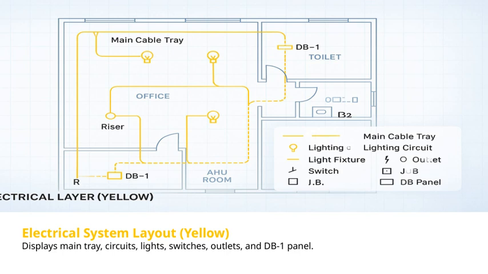As you can see, this diagram shows the main tray along with the various circuits, lights, switches, outlets, and the DB1 panel. The main tray serves as the backbone, connecting all these components and ensuring power distribution throughout the system. The circuits are carefully routed to power different areas, while the lights and switches allow for convenient control and illumination. Outlets are strategically placed for accessibility, and the DB1 panel acts as the central hub for managing and protecting the entire electrical system. Understanding this layout is crucial because it helps us see how all the parts work together seamlessly, supporting the overall functionality and safety of the project.